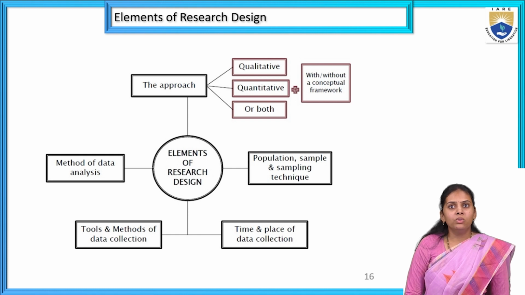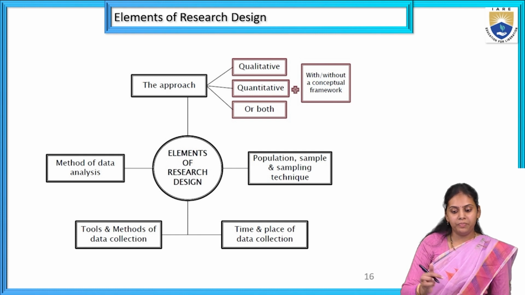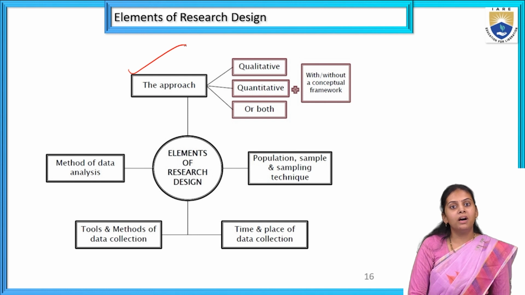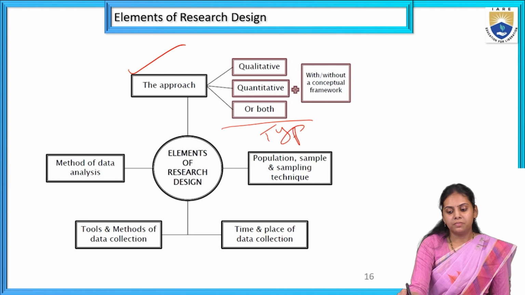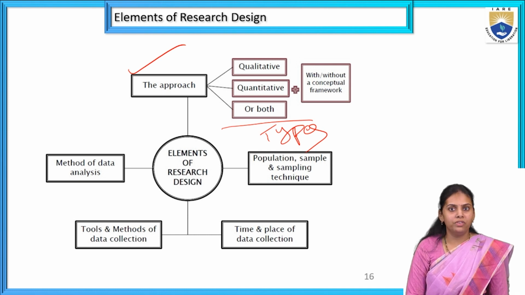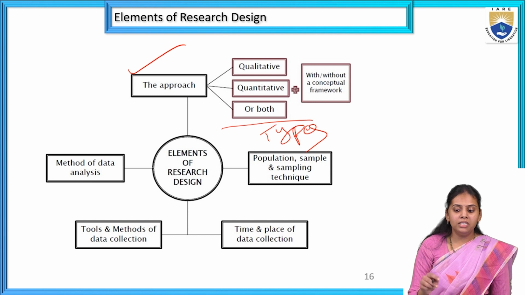And here there is a flowchart of the elements of research design. The first and foremost part for any researcher is the approach. And this is a part of types. In which manner? In a qualitative manner, which is measured in quality, not in quantity, in a quantitative manner, or sometimes both, which is additionally with or without a conceptual framework again.